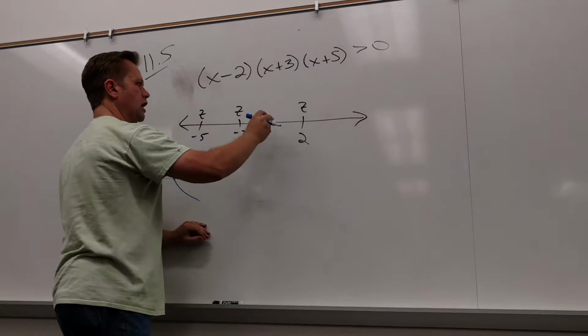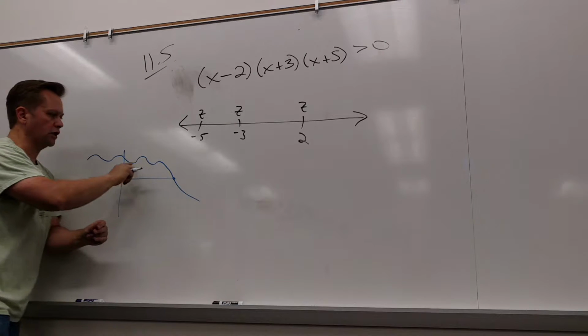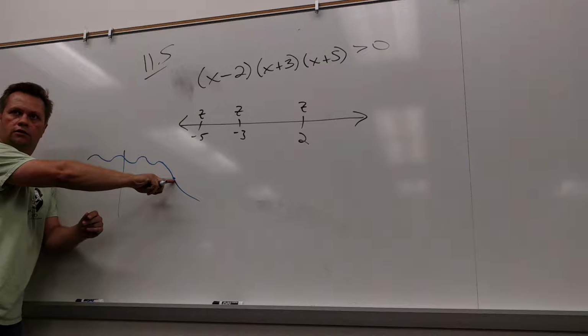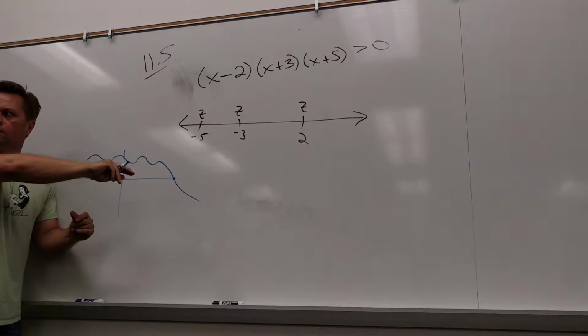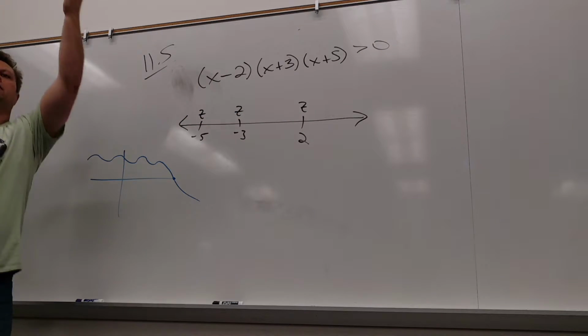In here, it's got to be all positive or all negative, because the only way it can change is to go through 0. So it's either going to be all positive in here, meaning in between negative 3 and 2, it's going to be above the x-axis.